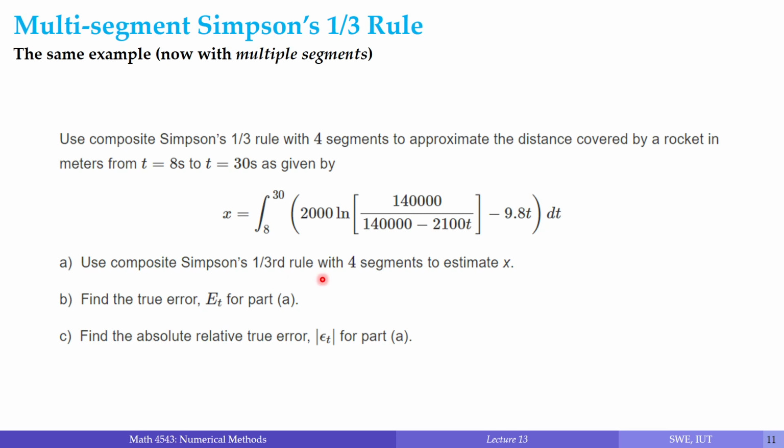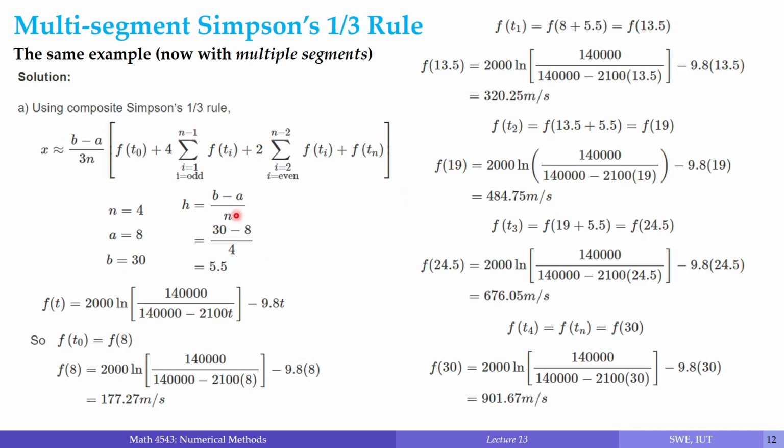So after we find out the integral approximation using the composite version of the Simpson's 1 by 3 rule, we'll try to find out the true error, E sub t, and we'll again find the absolute relative true error and see how it matches up with the single segment, or non-composite, version of the Simpson's 1 by 3 rule. Okay, fine, let's proceed. Now we know the formula, we know the value of n, we know our lower limit a, we know our upper limit b. We can calculate the step size using b minus a by n.